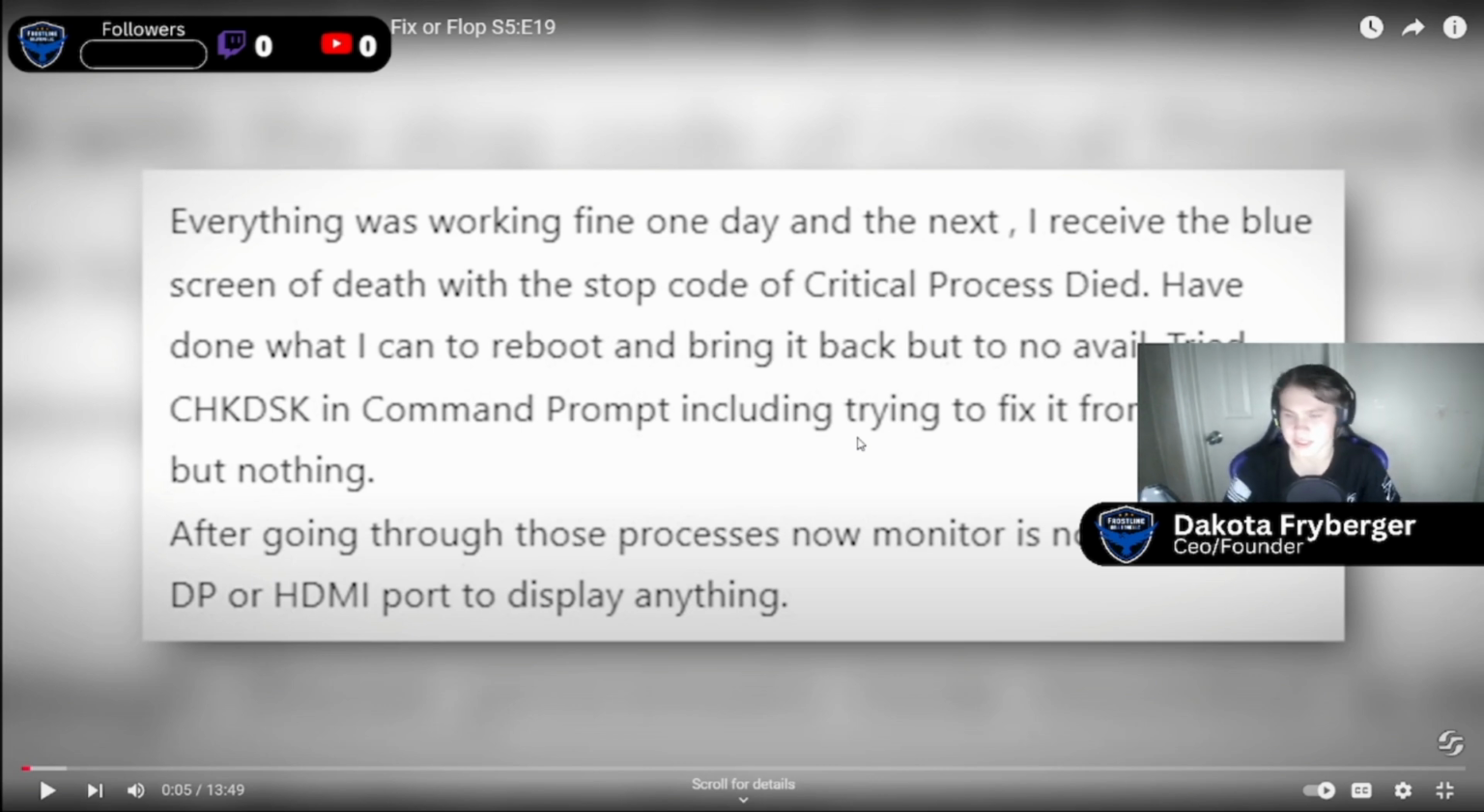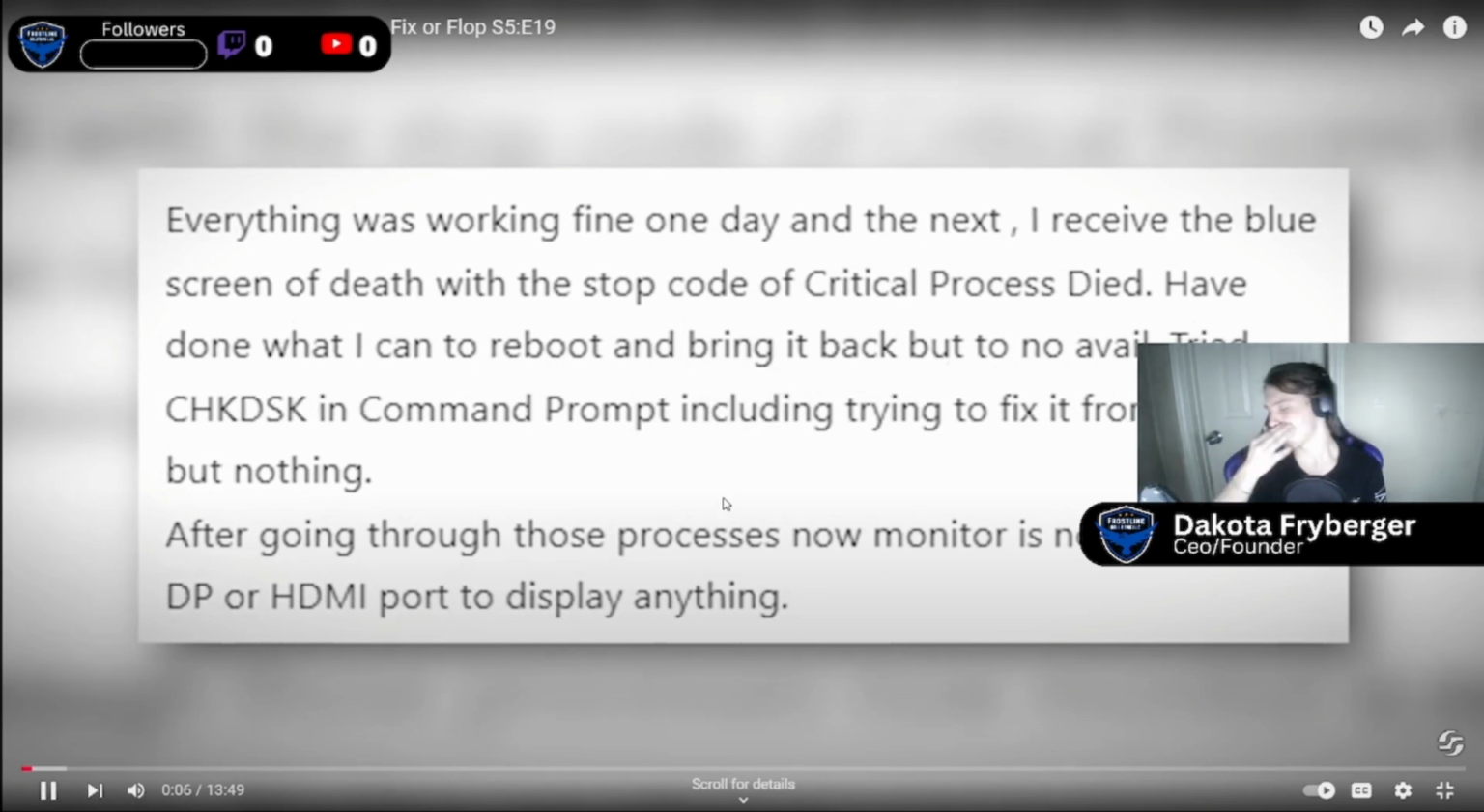he's saying everything was working fine one day, and then the next I received the blue screen of death with the stop code of critical process died. That typically means a critical process failed to execute. Go into your event viewer within your command prompt or your run, and it'll bring up an event viewer that shows you all the processes that failed to run, that were critically ran, just many different ones. And typically it'll tell you exactly what's wrong with it. Now, if you can't get into Windows, well, we're going to see what he does.